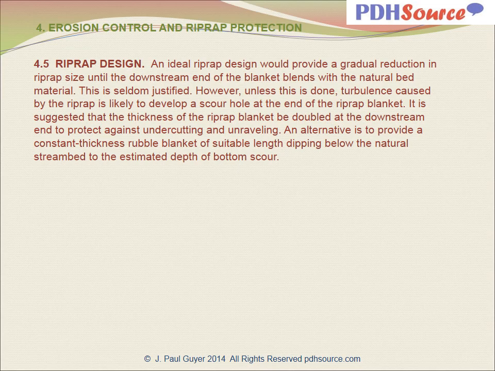An ideal riprap design would provide a gradual reduction in riprap size until the downstream end of the blanket blends with the natural bed material. This is seldom justified. However, unless this is done, turbulence caused by the riprap is likely to develop a scour hole at the end of the riprap blanket. It is suggested that the thickness of the riprap blanket be doubled at the downstream end to protect against undercutting and unraveling. An alternative is to provide a constant thickness rubble blanket of suitable length dipping below the natural stream bed to the estimated depth of bottom scour.